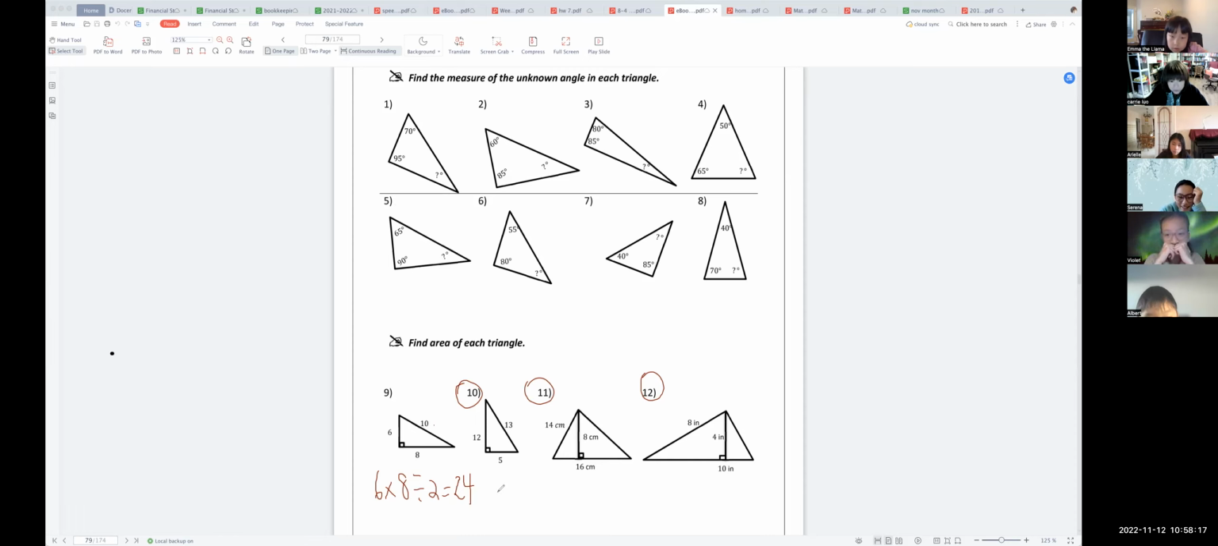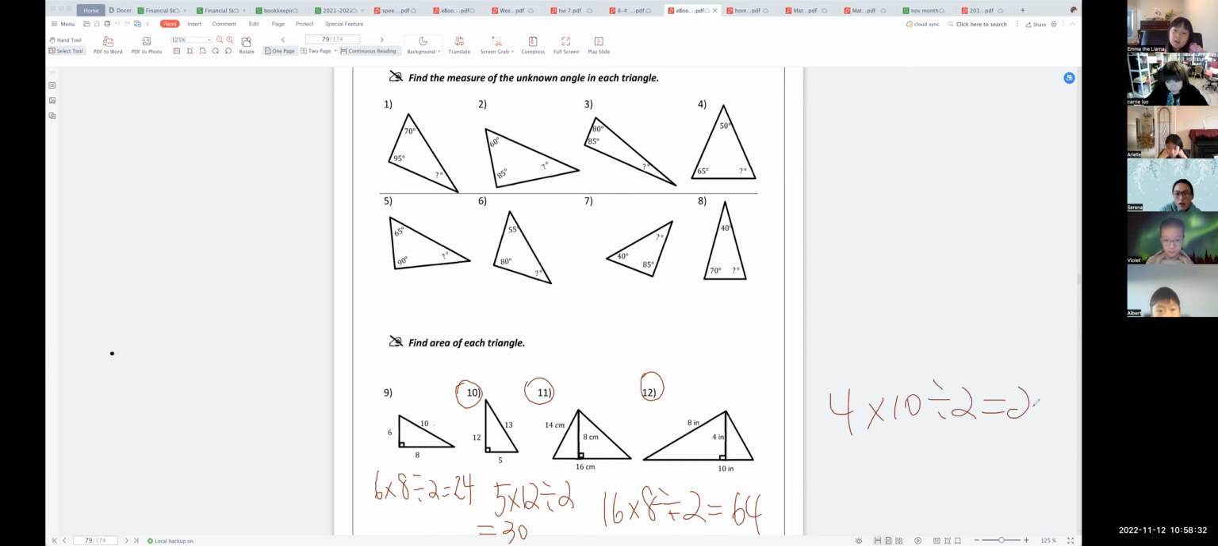Okay, so now let's just do that, okay? 5 times 12 divided by 2 equals 30. And the second one, 16 times 8 divided by 2 equals 64. And the last one, 4 times 10 divided by 2 equals 20. Am I making any mistakes? You forgot the unit and square. Thank you, Emma. So centimeter square and inch square.